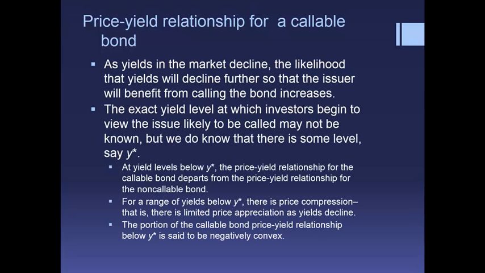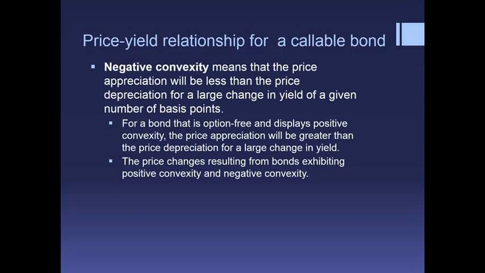So what we've got is when market rates decline, the probability that yields will decline further and the issuer will call the bond increases. So where that point is, we're not sure, but it's going to be some level. And that's what the graph is illustrating. That negative convexity means that when interest rates go down, price appreciation will be less for a given interest rate change. So we have that dashed line on that prior graph.